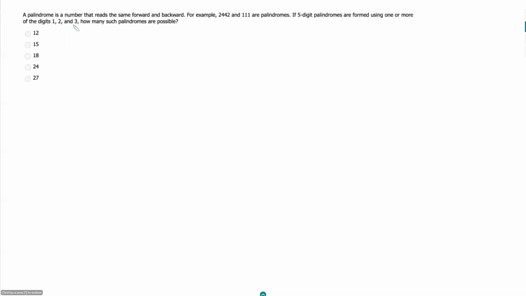Because this isn't true for all 5-digit palindromes. They're saying just in this case we're restricting ourselves to the digits 1, 2, and 3. Because for example, 1, 2, 9, 2, 1 would be a palindrome. So first take note of that.